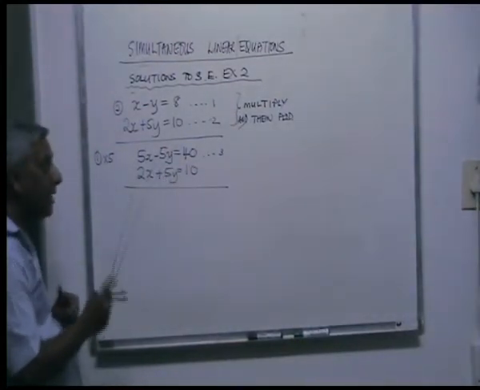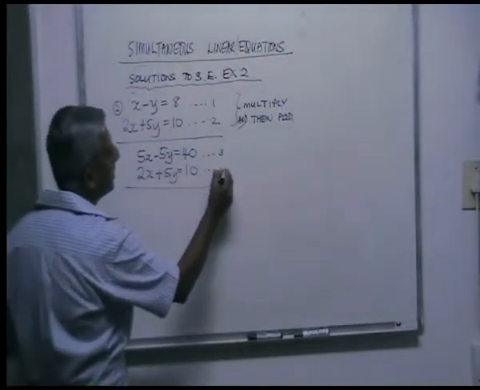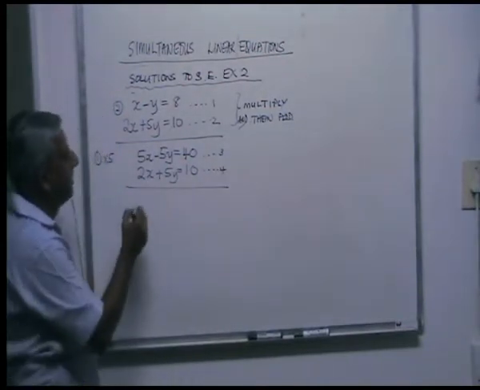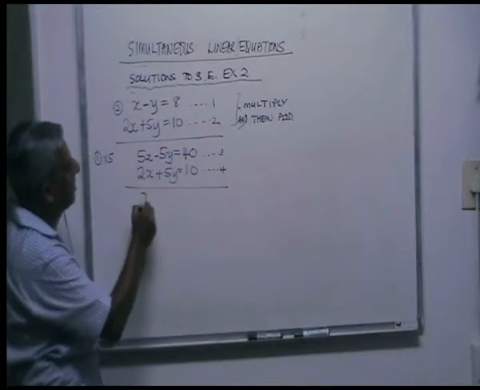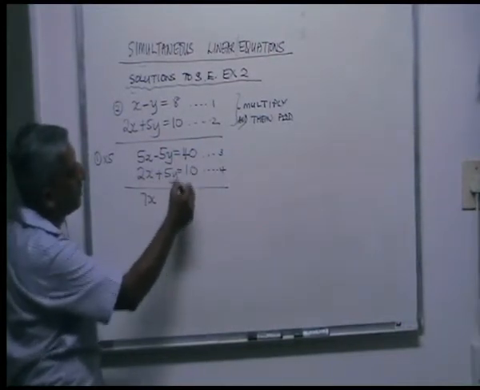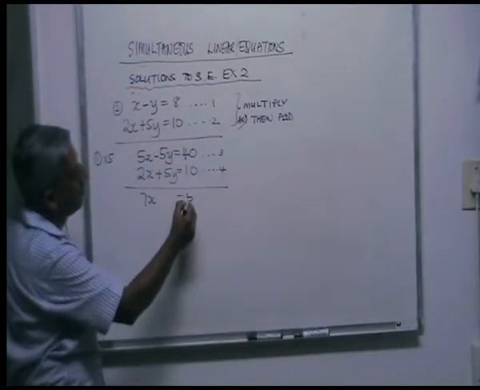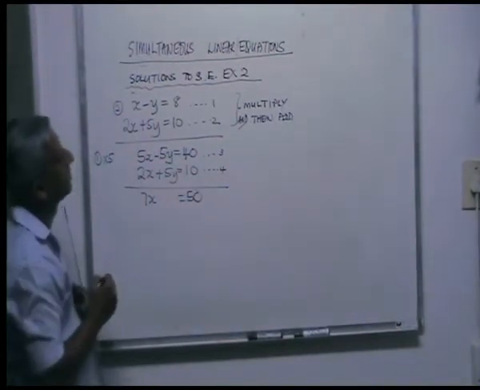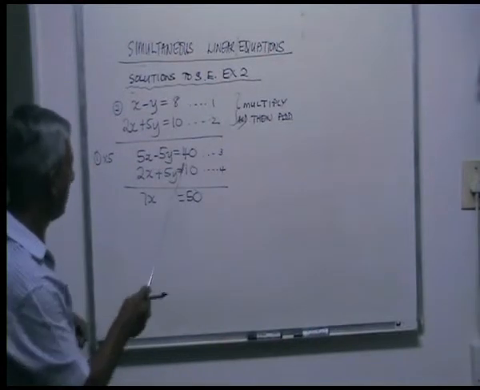Now I'm going to add them up. So that'll be number 4. I'm going to add them up. 5x and 2x will give me 7x. This will give me 0. And that will give me 50.